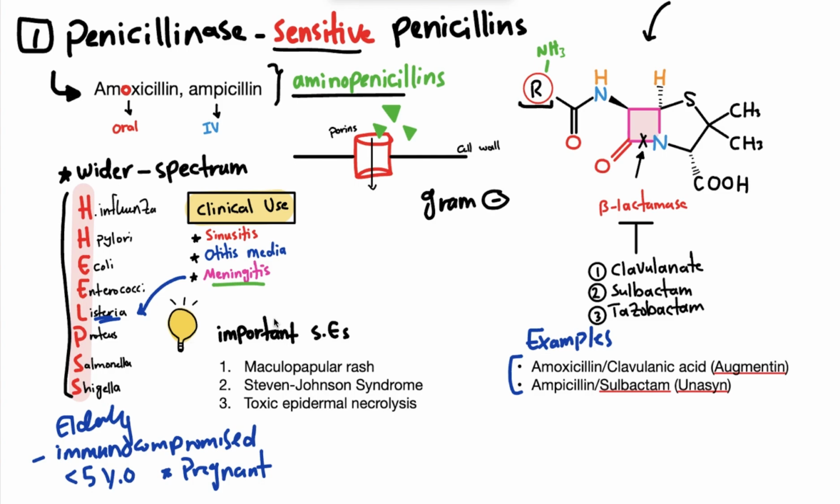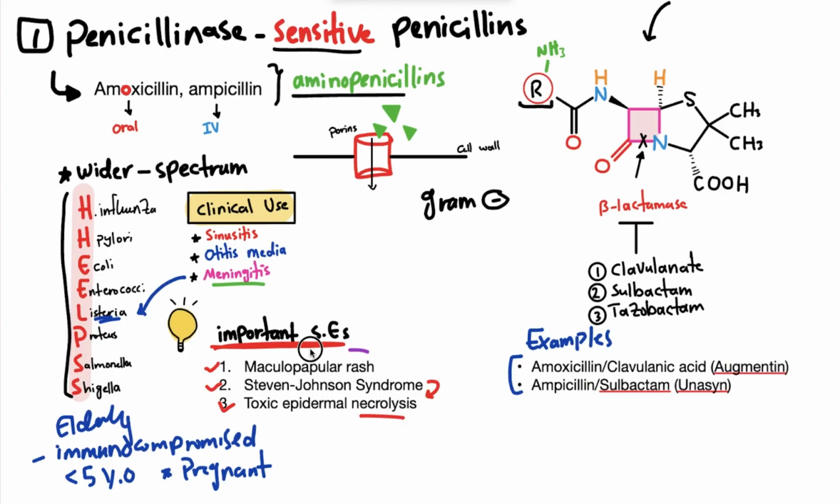Let's look at the important side effects of these penicillins. We have discussed these in more detail in our previous video about penicillin, but the really important side effects that you have to keep in mind regarding aminopenicillins include maculopapular rash, Stevens-Johnson syndrome, and the more severe form of this syndrome, which is toxic epidermal necrolysis.